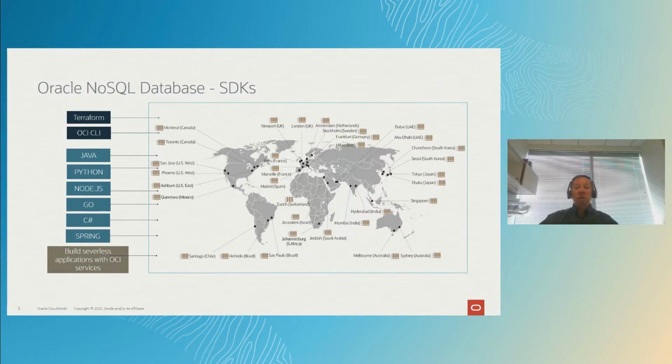At the top of the screen, we show our scripting capability. You can do scripts in Terraform or the OCI CLI, or the command line interface. And using a combination of the Oracle NoSQL service as well as other services offered through Oracle, such as the API gateway and functions, you can build very reliable serverless applications.